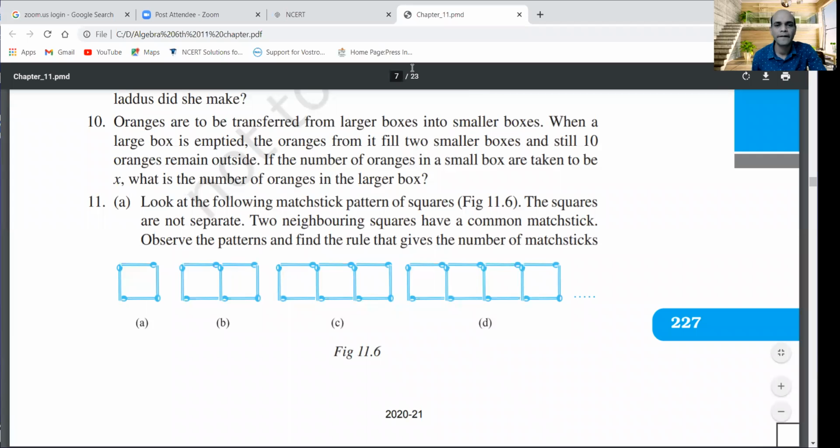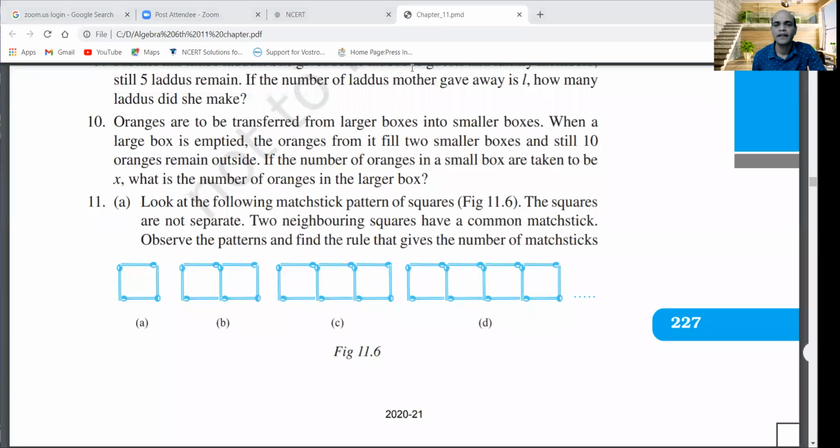Okay? Good. Let's go to question number 10. Okay? Great. In question number 10, we can find one thing. Oranges are to be transferred from larger boxes into smaller boxes. Getting the large box, big larger box are there. From this we have to make small boxes.